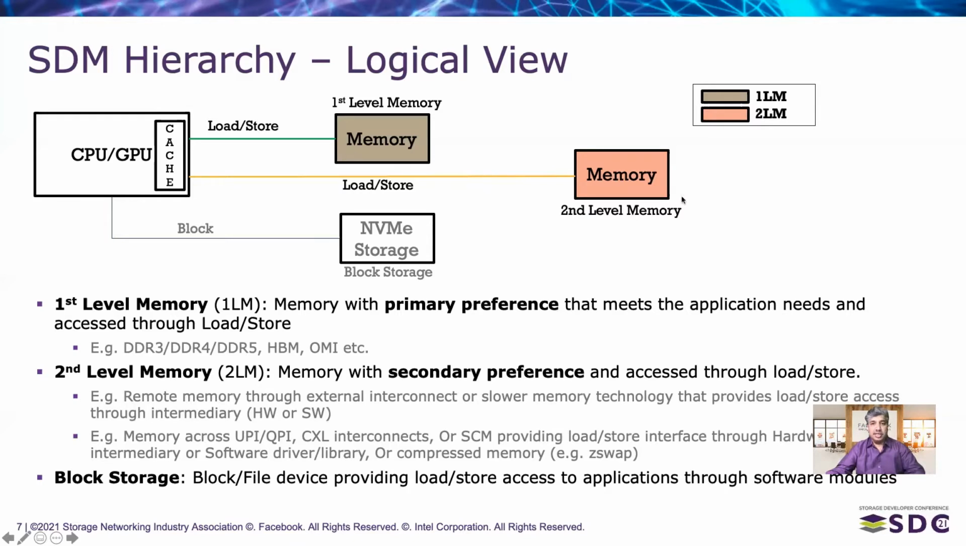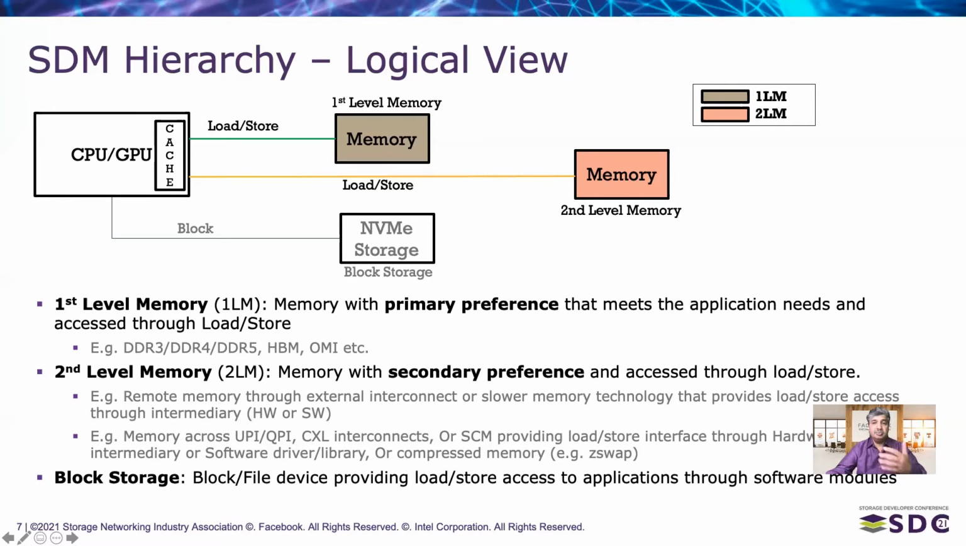So that becomes a second level memory. There is a third type of memory expansion mechanism that is available and used today, and that is using block devices. So these are not load-store devices, these are block devices like NVMe storage, and they use software modules to access these block or file devices to get the memory expansion functionality.